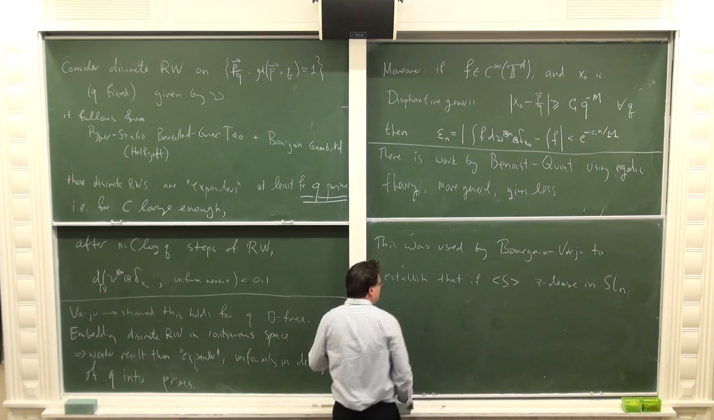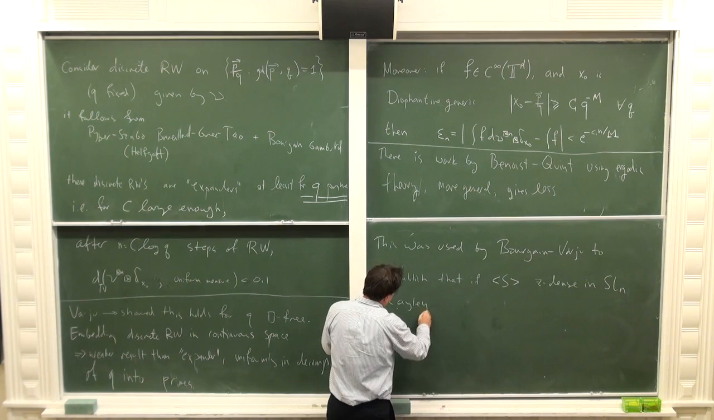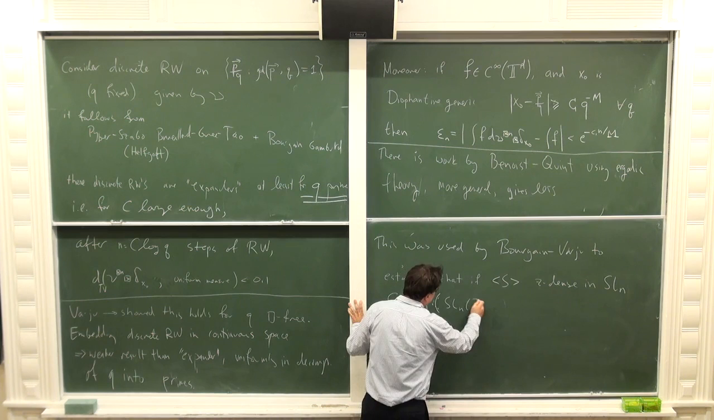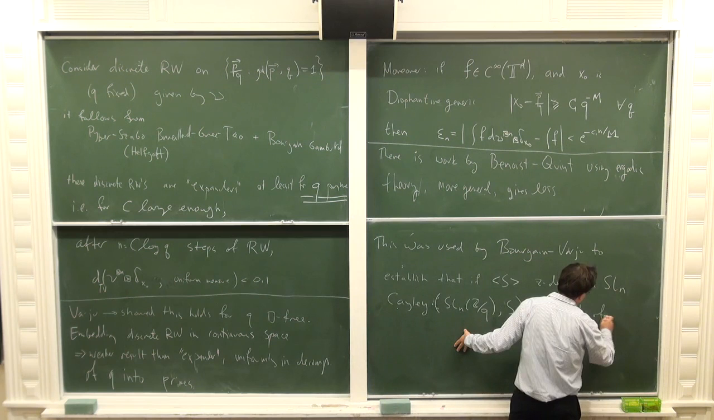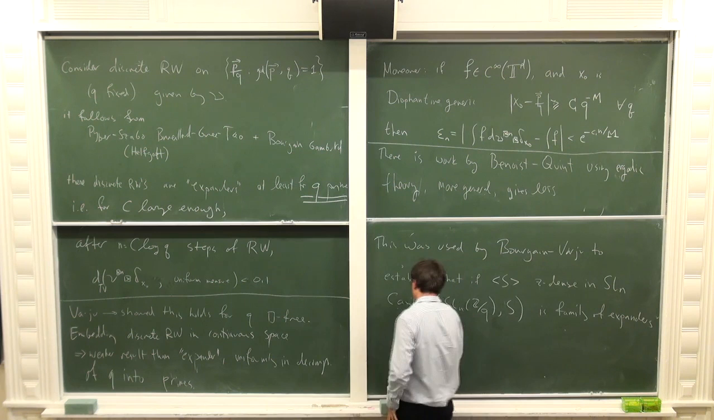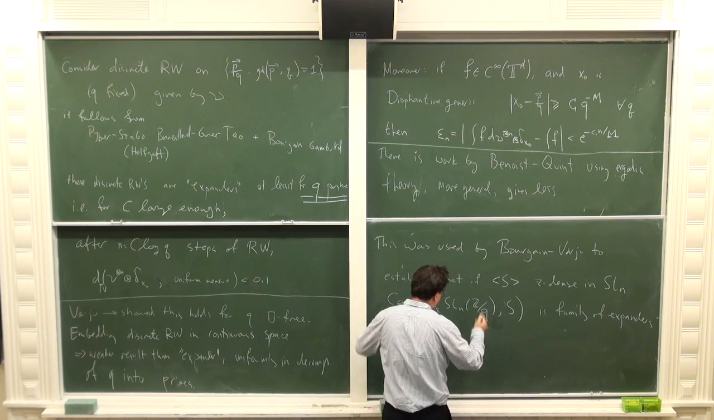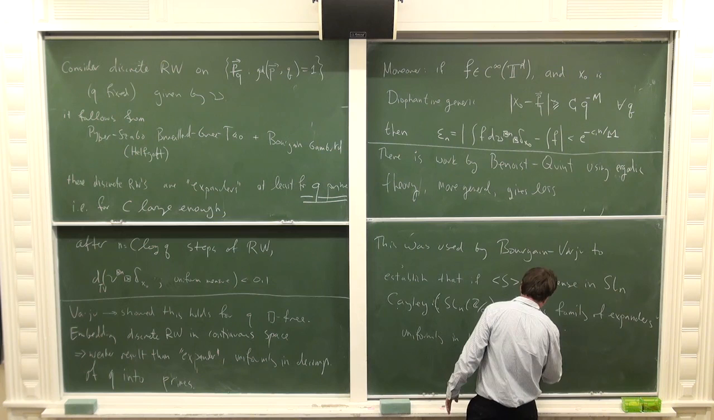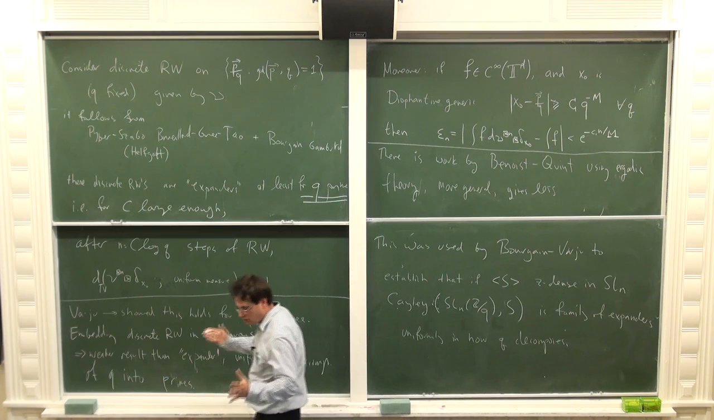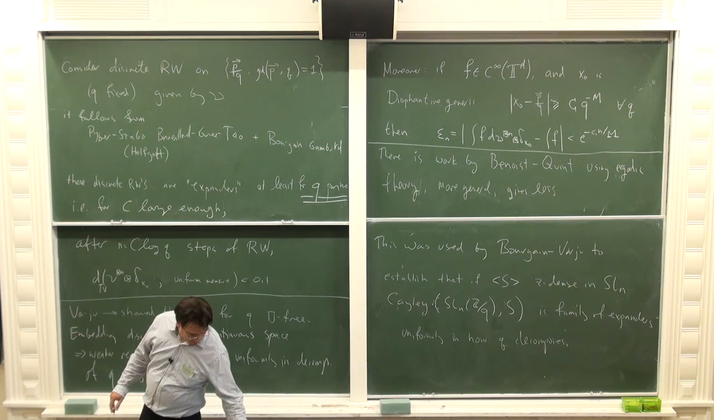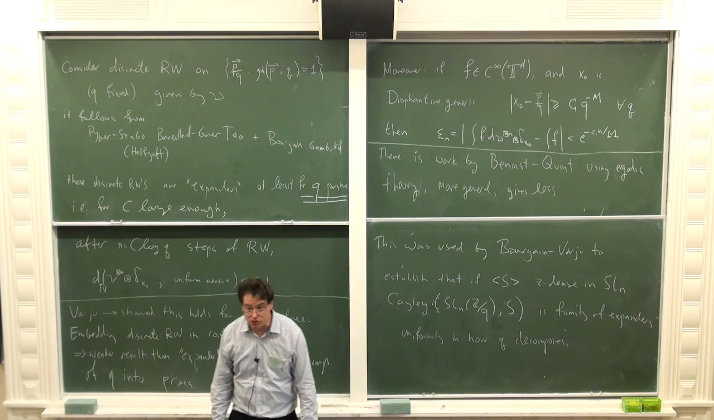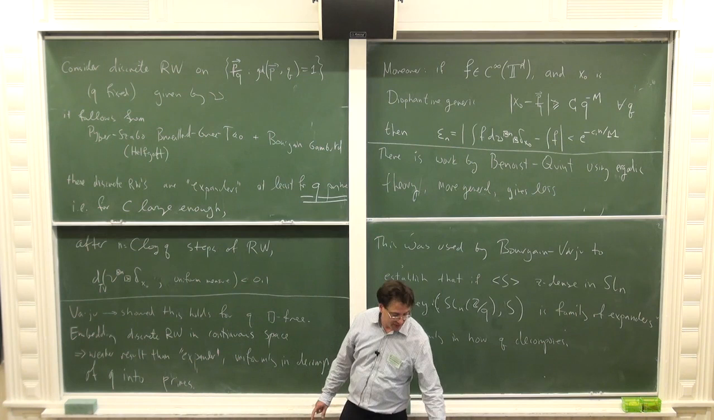the Cayley graph given by SL_N(Z mod Q) and S is a family of expanders, uniformly in how Q decomposes. There's a nice interplay here between the continuous and the discrete. The proof proceeds on lines which are quite similar to the proof I gave of Bourgain, Glibichuk, and Konyagin in the previous lecture.